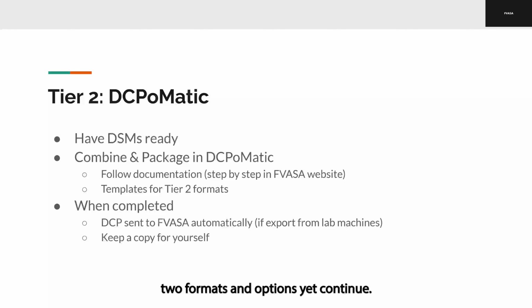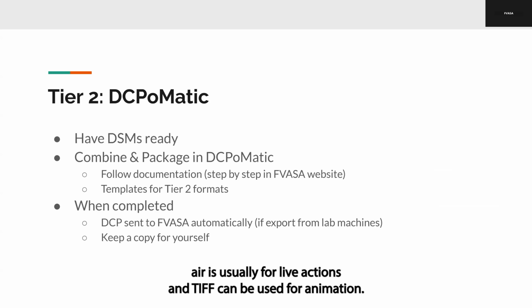I was just going to say the TIFF sequence is usually for animation, the DNxHR is usually for live action. Okay. So just to confirm, DNxHR is usually for live action, and TIFF can be used for animation.